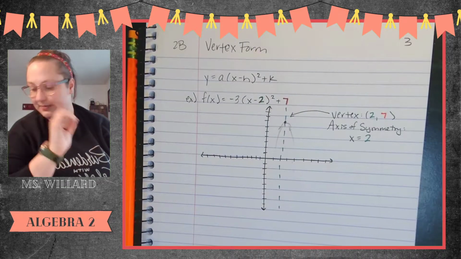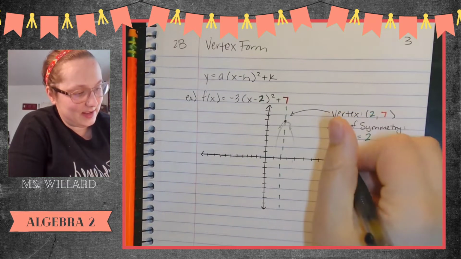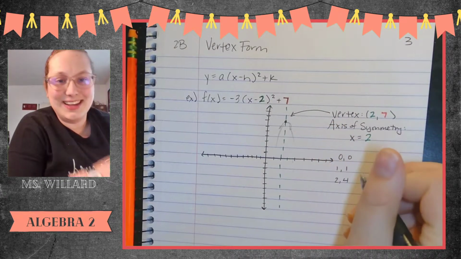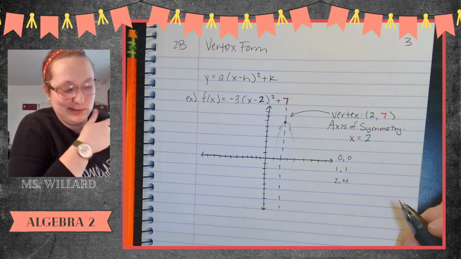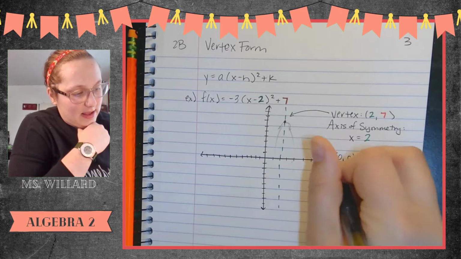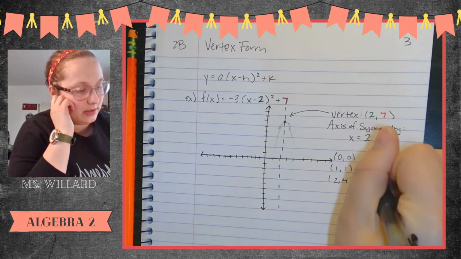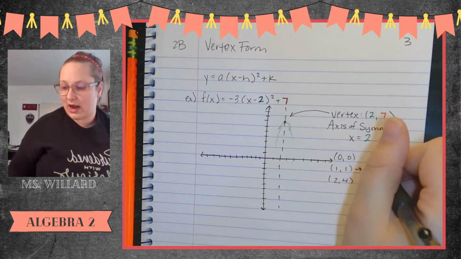So here's what I do. I take that beautiful 0, 0, 1, 1, 2, 4. Technically the next one's 3, 9, but whatever. And what I'm going to do is I'm going to take all the x's and keep them normal. But I'm going to multiply all the y's.